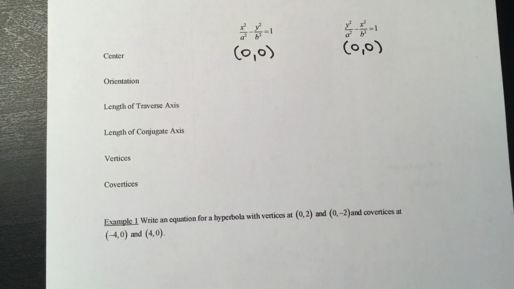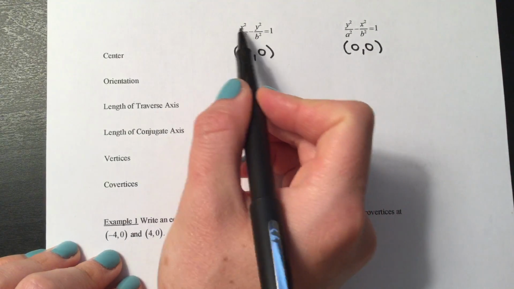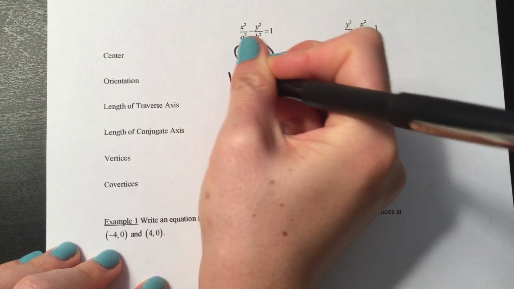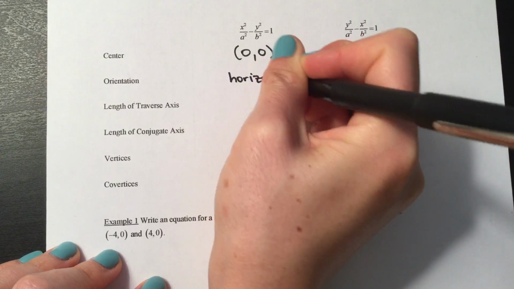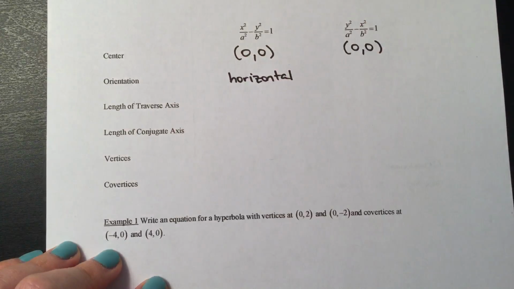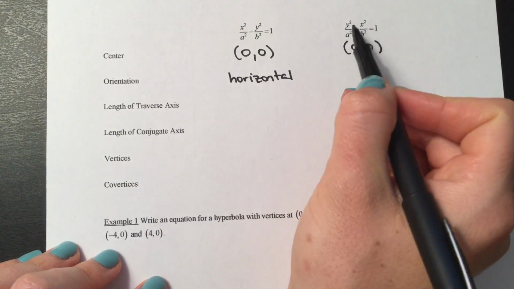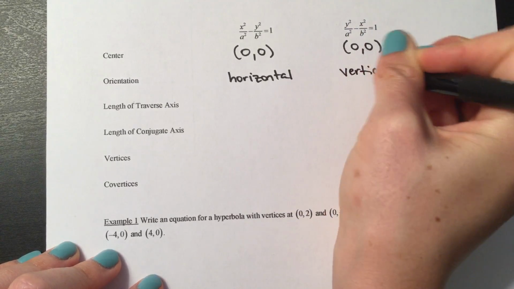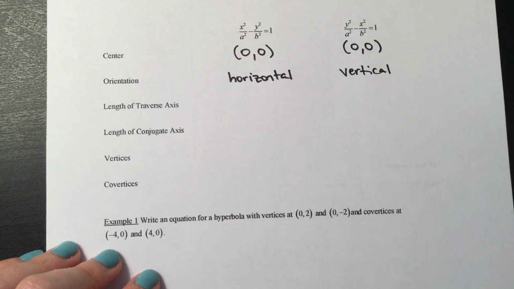We'll get into the h and k eventually, but I'm going to start you guys off with just simpler hyperbolas that are centered at the origin. The orientation tells you which way it's going to face. This one, because the x is first, and x moves left and right, is going to be a horizontal hyperbola. So x first means it's horizontal. Y, remember, is vertical. That tells you how far you go up and down. So that makes this one a vertical hyperbola.